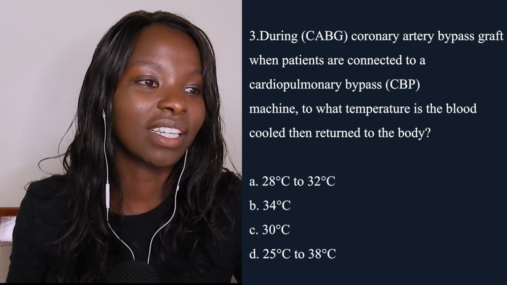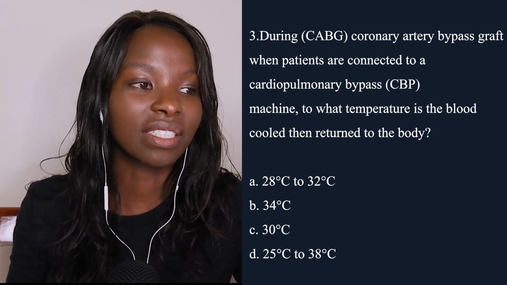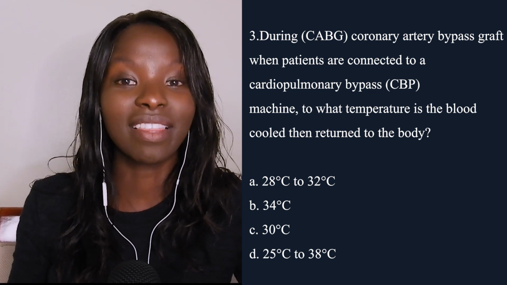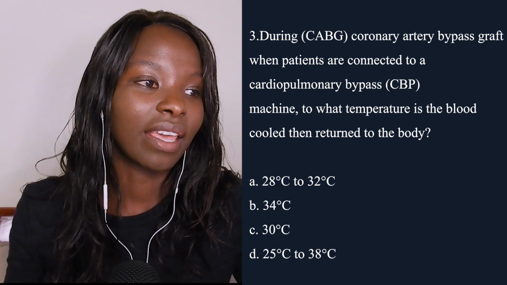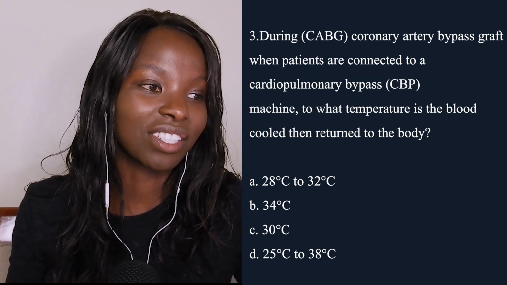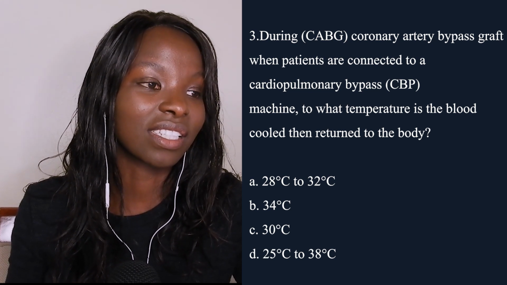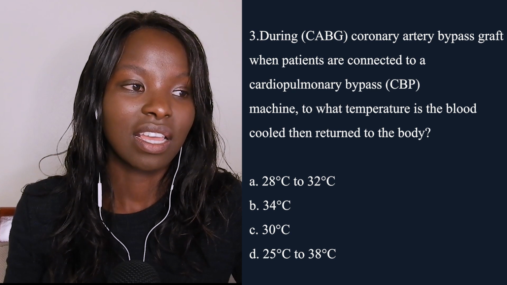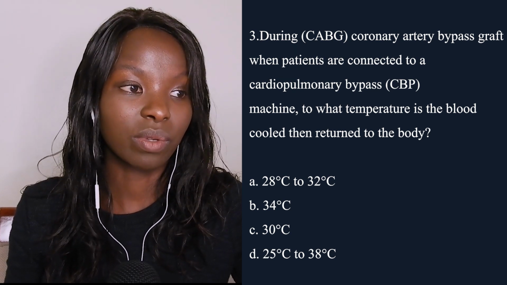During CABG surgery, when patients are connected to a CPB machine, to what temperature is the blood cooled, then returned to the body? A, 28 to 32 degrees Celsius, B, 34 degrees Celsius, C, 30 degrees Celsius, and D, 25 to 38 degrees Celsius. We will answer this by elimination as well.